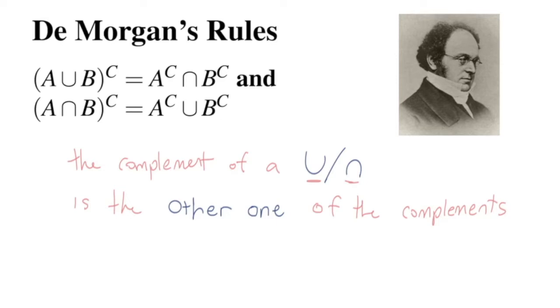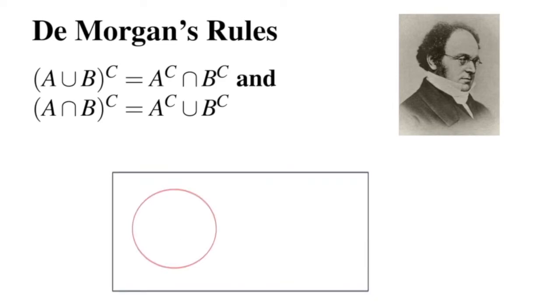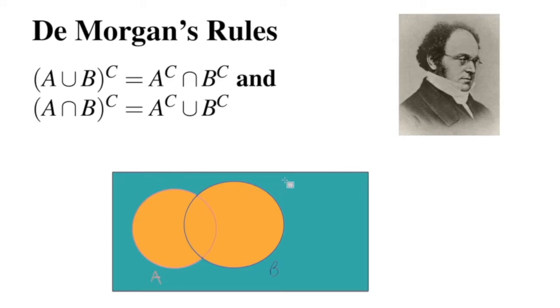So let's look at it in action. Let's start with the first one up here. We've got our universe and we've got two sets, A and B. Let's say this one is A and this is B. If we wanted the union of A and B, we know this by now, it would be the total area of the two sets. And then if we wanted the complement, it would be this teal area here, the area outside of the yellow area. This teal area is this term here, so the complement of A union B.